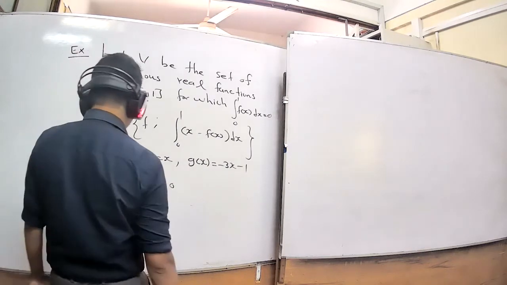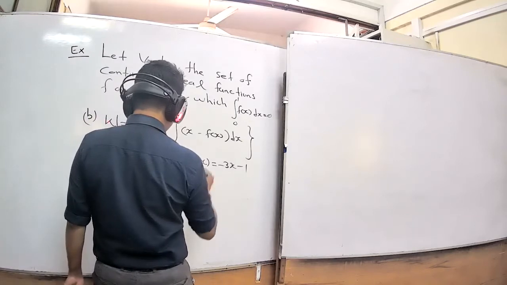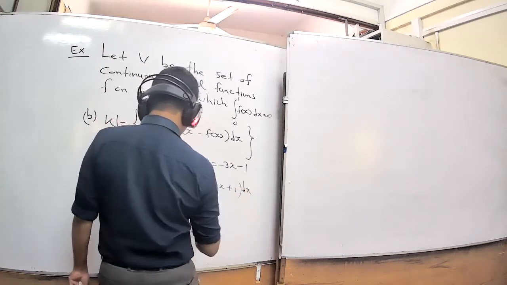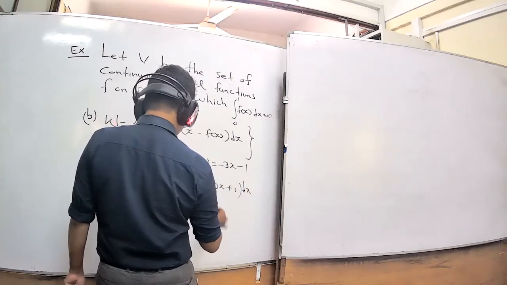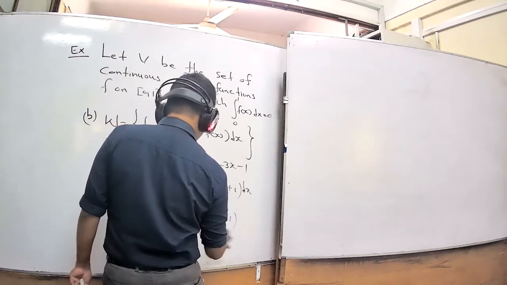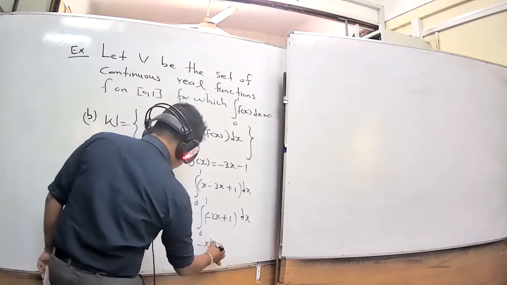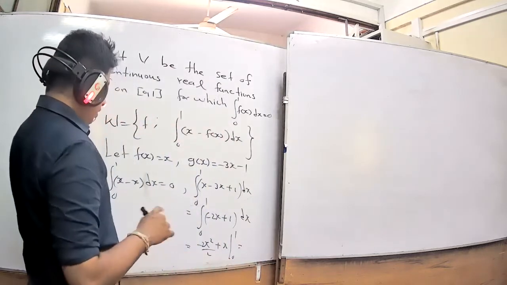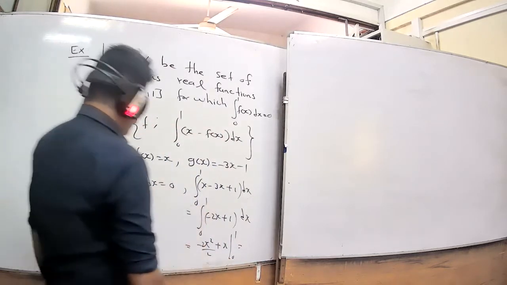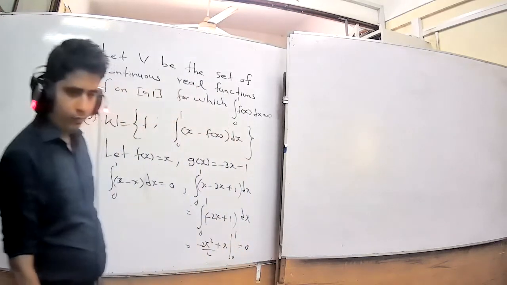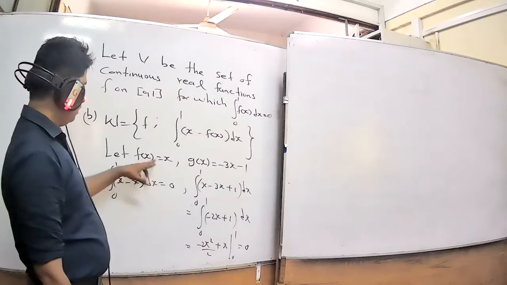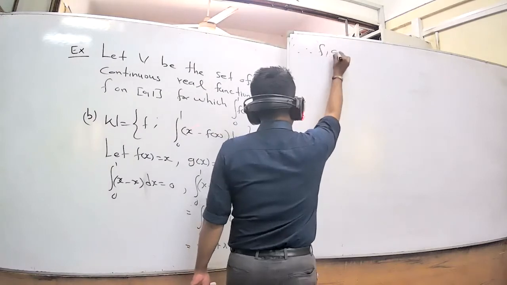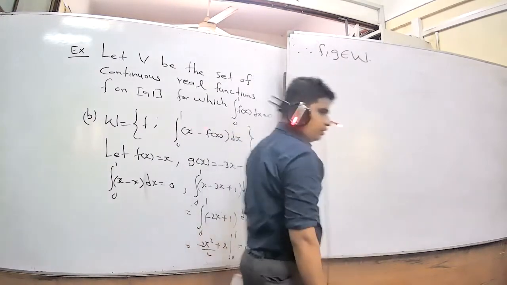So that is 0. And what about the integral from 0 to 1 of (x minus (minus 3x minus 1)) dx? That is the integral from 0 to 1 of (4x plus 1)... Following the computation: minus x squared by 2 plus x from 0 to 1, minus 1 plus 1, then you get 0. Therefore, this integral value is 0, and f, g belong to W.